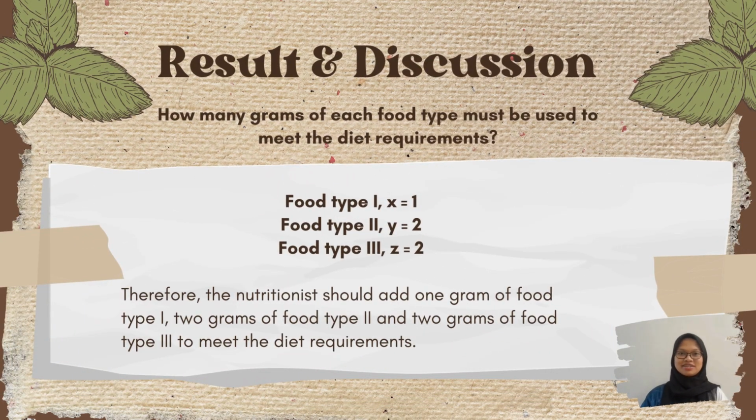Result and discussion. We were able to determine how many grams of each food type must be used to meet the diet requirement. For food type 1, which is X, we got 1, food type 2, which is Y, we got 2, and lastly, food type 3, which is Z, we got 2. Therefore, the nutritionist should add 1 gram of food type 1, 2 grams of food type 2, and 2 grams of food type 3 to meet the diet requirement.